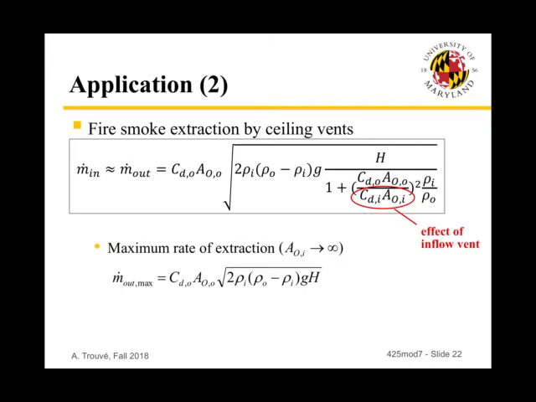This is called the maximum rate of extraction, meaning that this rate of extraction is not influenced by the surface area of the lower vent, and in fact, the surface area of the lower vent can only decrease the rate of mass extraction. So this is the maximum possible extraction rate for a given ceiling vent. So this is a reference expression.